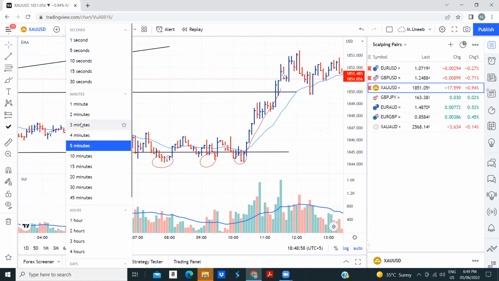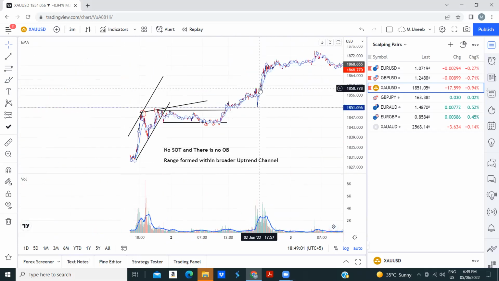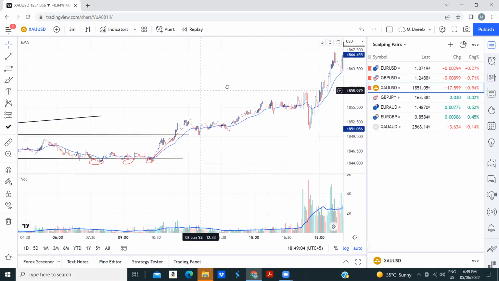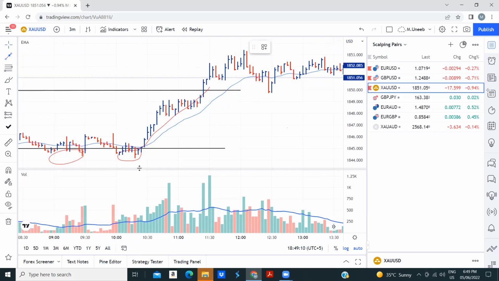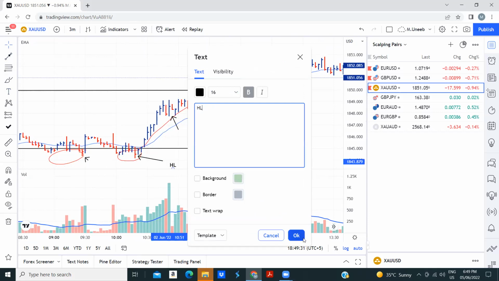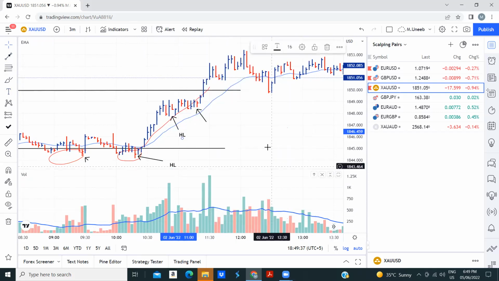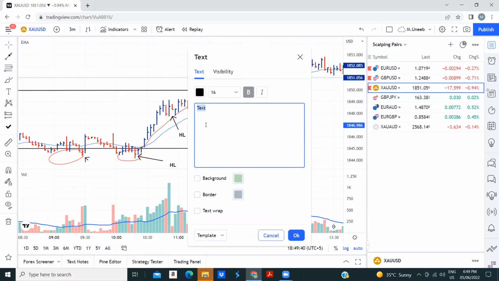And the second situation is, if you go to the 3-minute time frame, you will also see the second situation. The price is making what? Observe this low, this low, this low. The price is making what? Higher lows into the resistance. Higher lows, right? Can you see? Yeah, higher low.